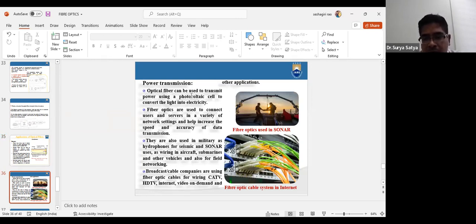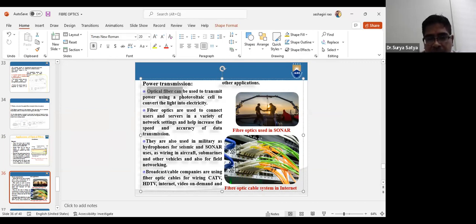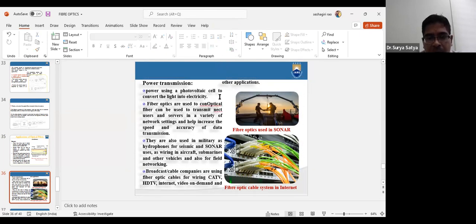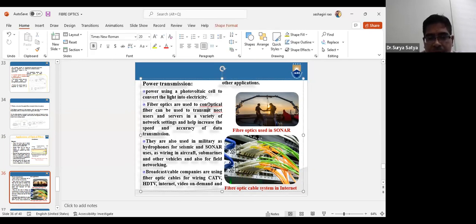So other applications: power transmission. Optical fibers are used in power transmission. In what way are they used in power transmission? Optical fiber can be used to transmit power using a photovoltaic cell, to convert the light into electricity. Optical fiber can also be used to connect users and servers in a variety of network sites, and increase the speed and accuracy of the data transmitted.